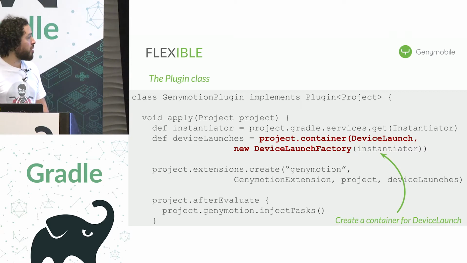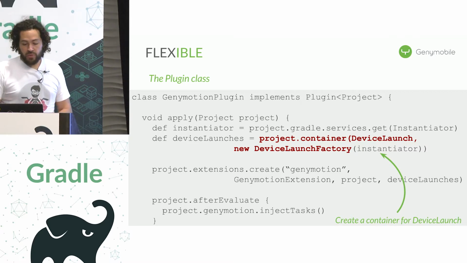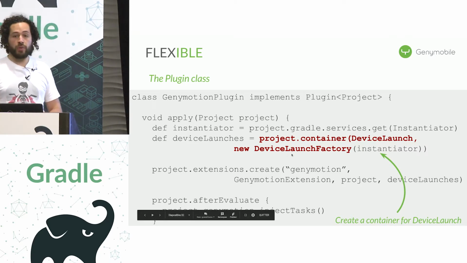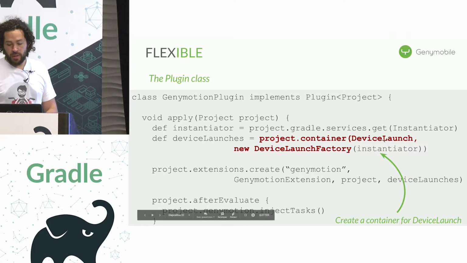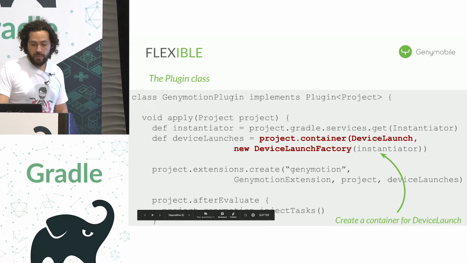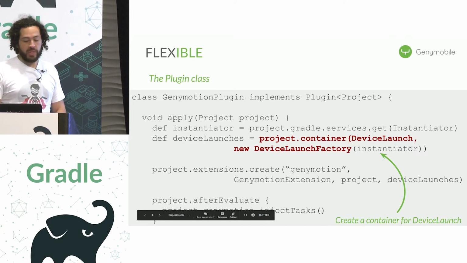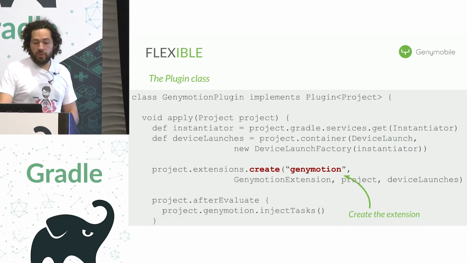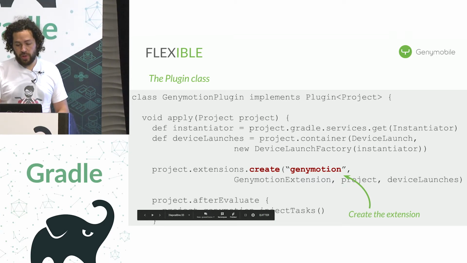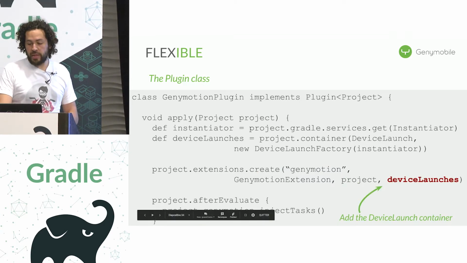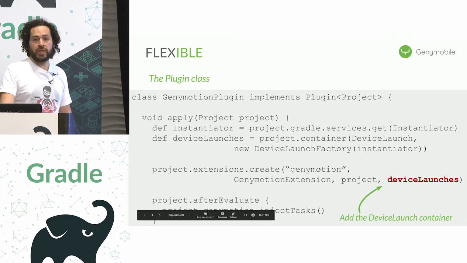The second parameter of the container is waiting for a factory. So the factory that will create each instance of device launch. Okay, and you will receive a container right here. And when you create your extension, the Genymotion extension, we just added as an argument the device launch previously created.